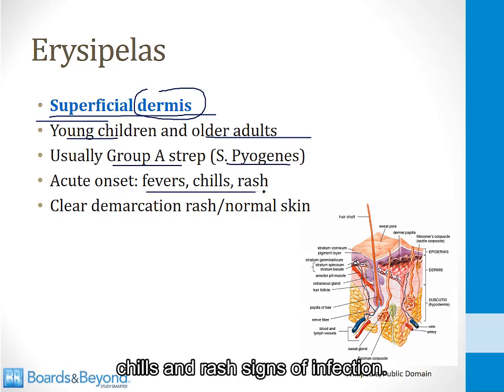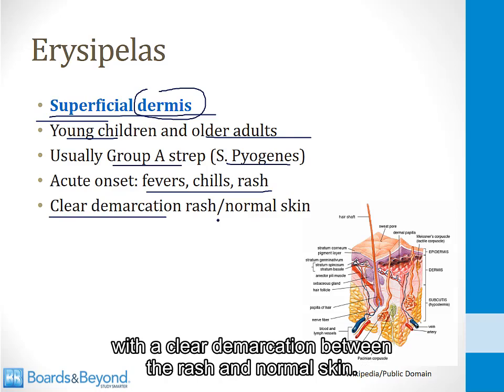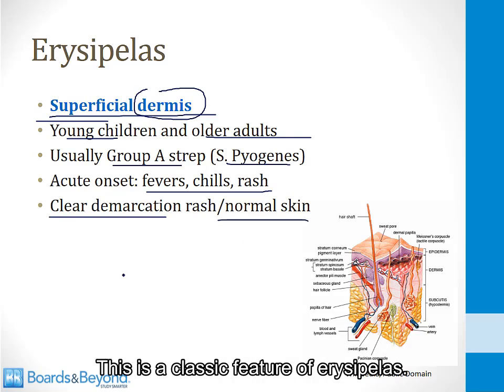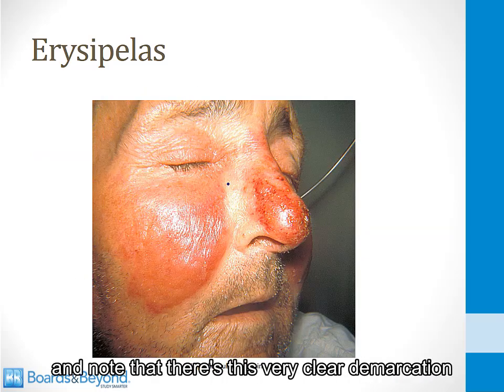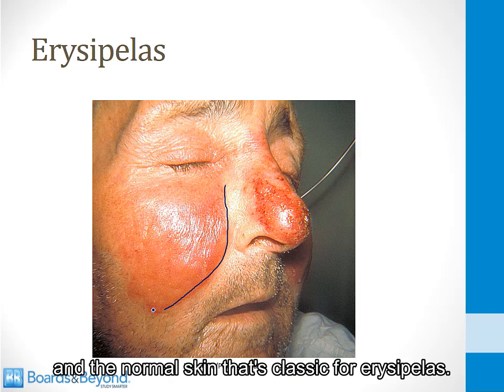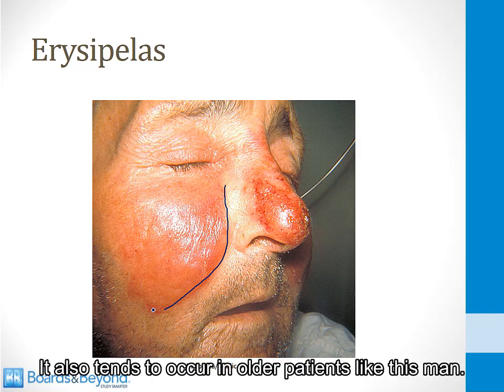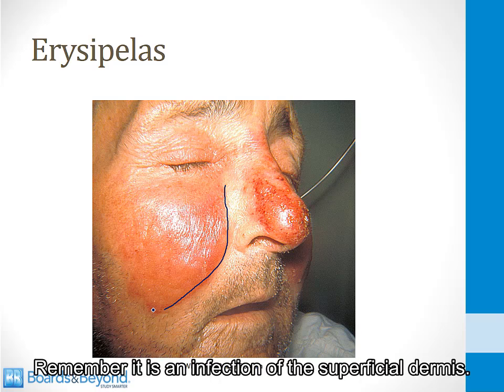Patients develop fevers, chills, and signs of infection, and then they develop a red rash on their skin with a clear demarcation between the rash and normal skin. This is a classic feature of erysipelas. Here's a picture of a man with erysipelas, and note that there's this very clear demarcation between the red infected skin and the normal skin. That's classic for erysipelas. It also tends to occur in older patients like this man. It also tends to occur on the face. So this is a classic presentation of what erysipelas can look like. Remember, it is an infection of the superficial dermis.